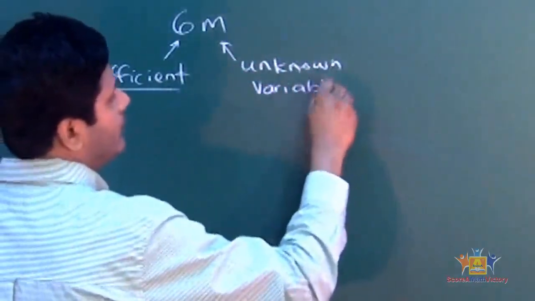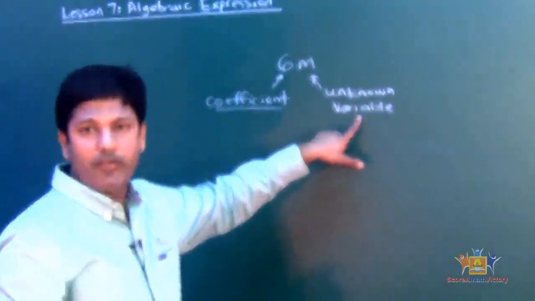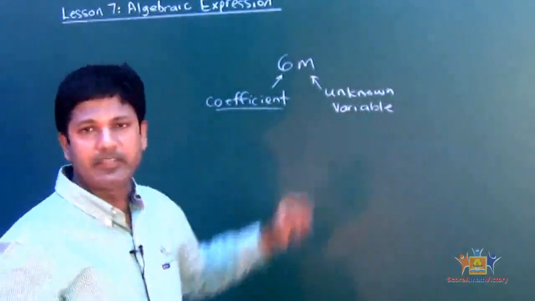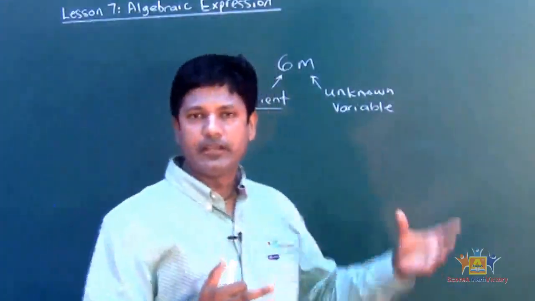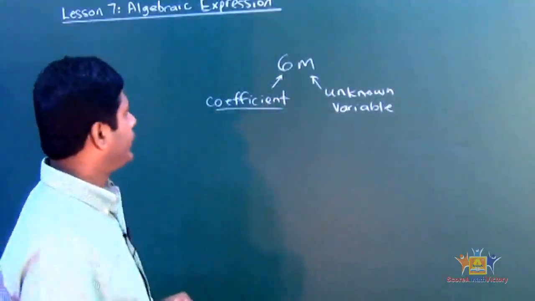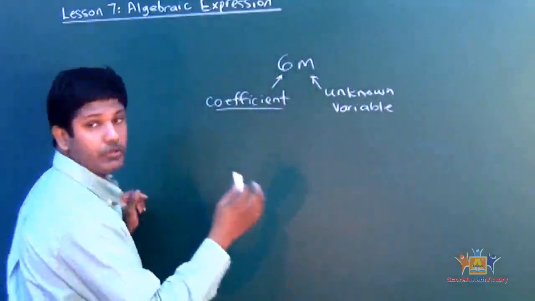The commonly used word in your book will be unknown, and the word variable will be used when you go to college level. But I just want you to understand both terms, unknown and variable. Now this is one unknown, because it's just m.